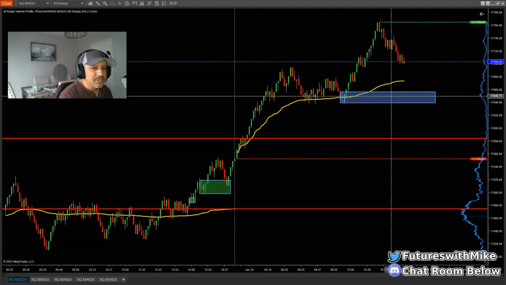So it's just using your keen eye to determine the directional movements of the market, to aid you in setups or trade ideas that you can possibly take. But one of the key indicators that I like to use in my analysis of the market is volume profile.